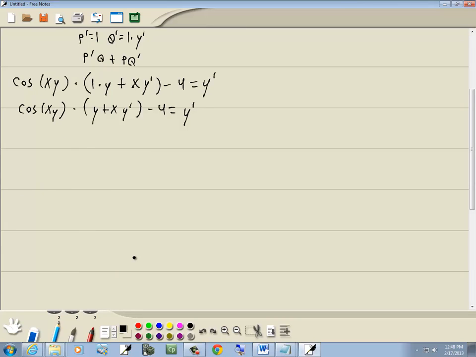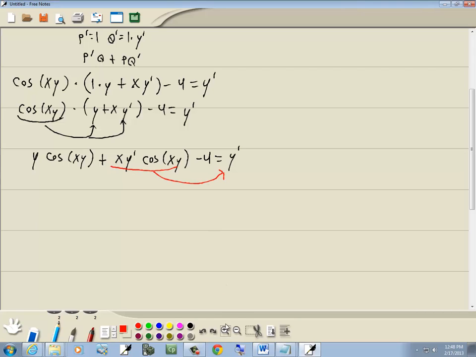Now we want to solve for y prime, and we've got to get rid of parentheses if we can. So I'm going to take this cosine xy here times y and times x y prime. So we'll get y cosine xy plus x y prime cosine xy minus 4 is equal to y prime. Now we want to get everything with y prime on one side. So I'm going to take this x y prime cosine xy to the right side. And we get y cosine xy minus 4 is equal to y prime minus x y prime cosine xy.